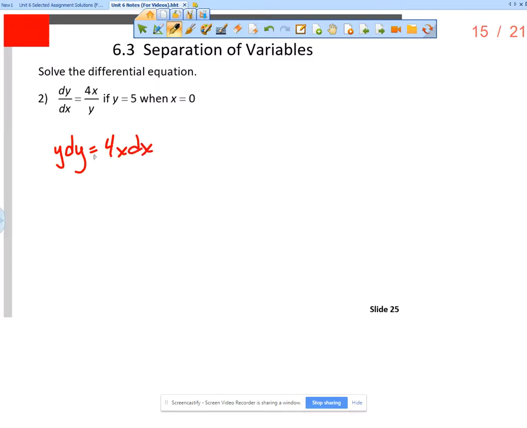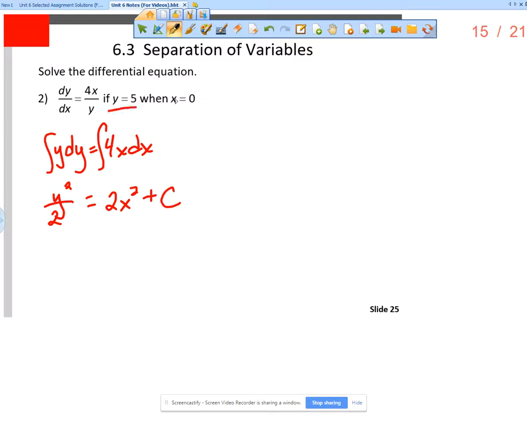All right, so once the variables are separate, I've got all the y's on the left, all the x's on the right. I integrate both sides. What is the integral of y dy? It is y squared over 2, right? And then, of course, plus c, but I'm going to put the plus c on the right side. What's the integral of 4x dx? That would be 4x squared over 2, or 2x squared. And then don't forget about plus c.